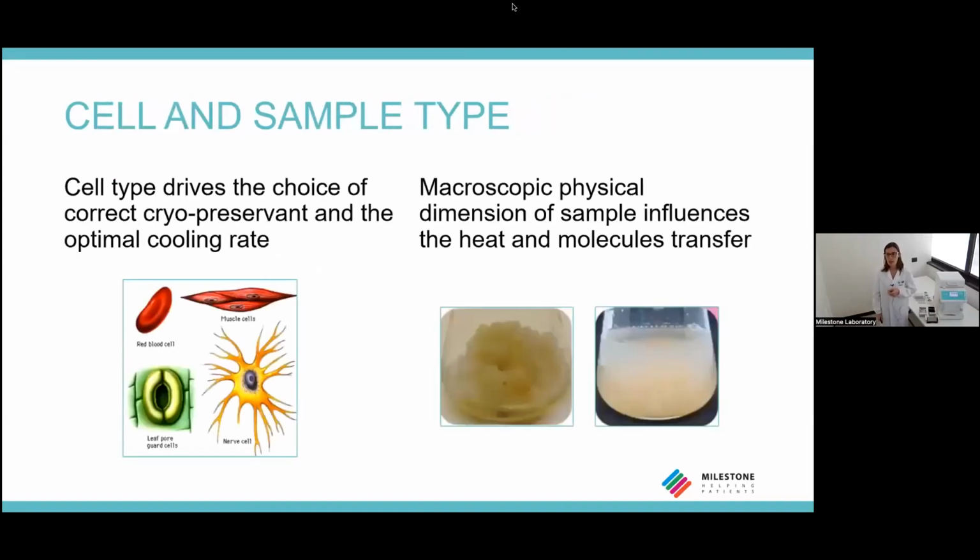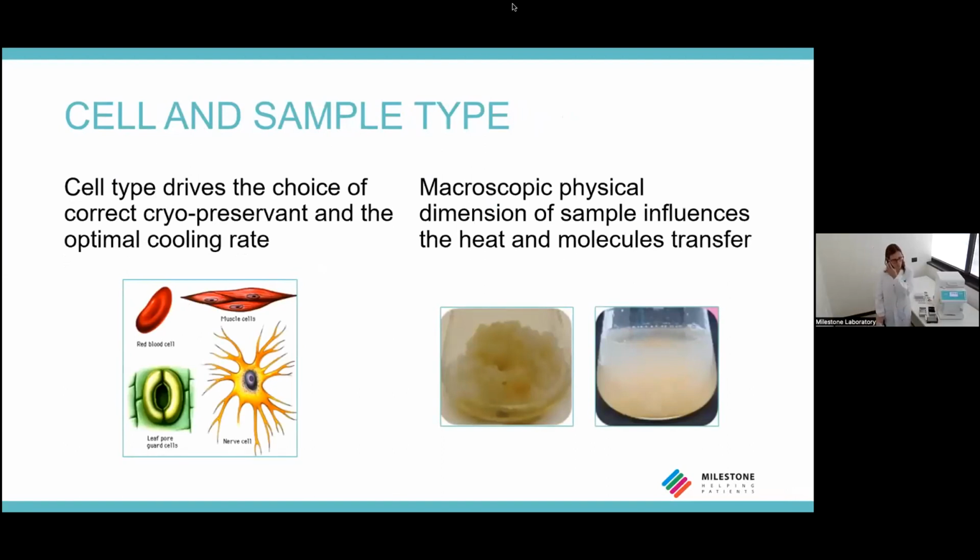Let's see in detail all these factors, starting from the cell type. As you know, each cell type has different membrane features, and this drives the choice of the correct cryopreservant and the optimal cooling rate.